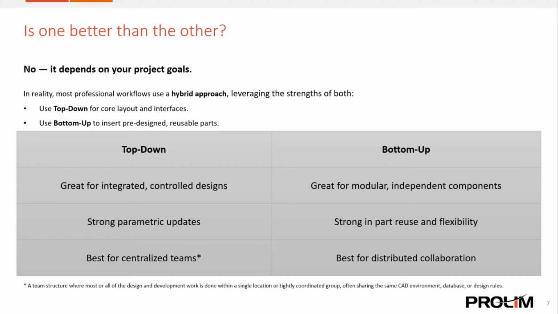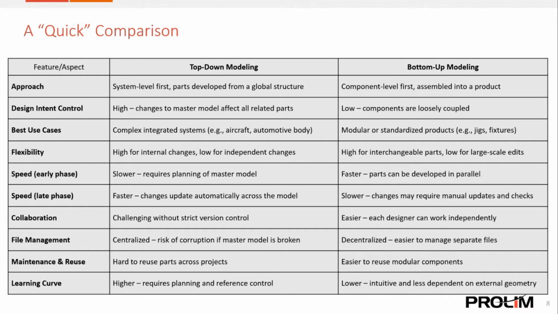Now, here's a quick, in quotation marks, quick comparison of top-down modeling and bottom-up modeling, like the features and aspects, and a nice little comparison between the two. Now, I'm not going to go through this entire table, but I am going to highlight some key parts that I would like to emphasize. First one is the approach. With top-down modeling, you would have your system level first, and then your parts are developed from a global structure. With bottom-up, you would start with the component level first, and then assemble into a product, right?